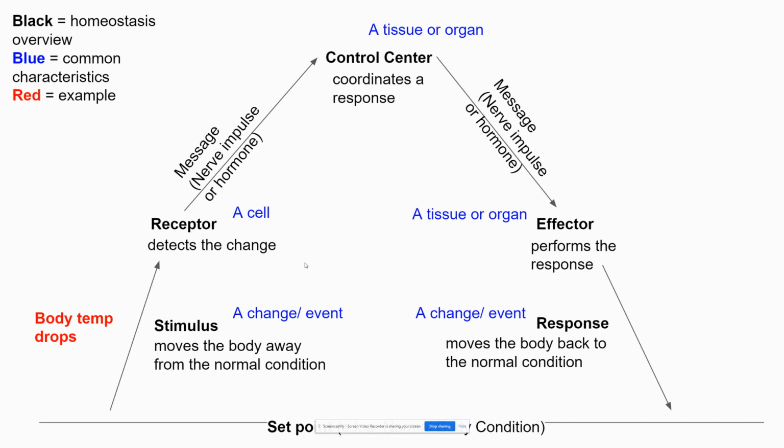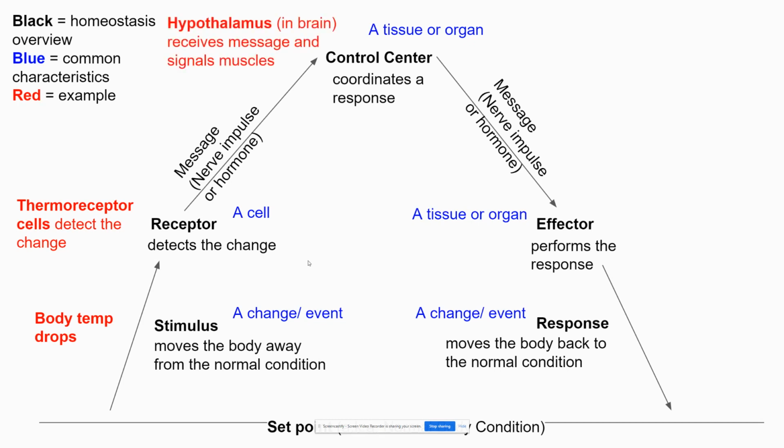Well, this is a change and it needs to be detected. We have specialized cells called thermoreceptors that detect this change in temperature. Because they're detecting the change, these thermoreceptors are receptors in our homeostasis circuit. They are serving as the receptor. These thermoreceptors will send a nerve impulse or a hormone, some message, to the control center. In this case, the organ that the thermoreceptors communicate to is the hypothalamus. This is a region of the brain that helps with regulating body temperature.